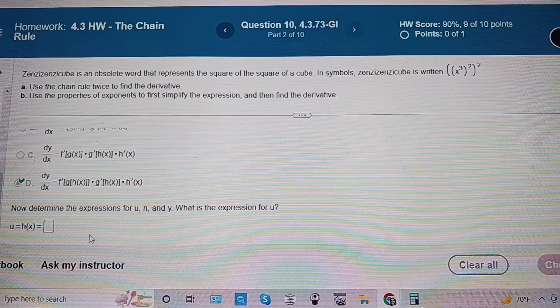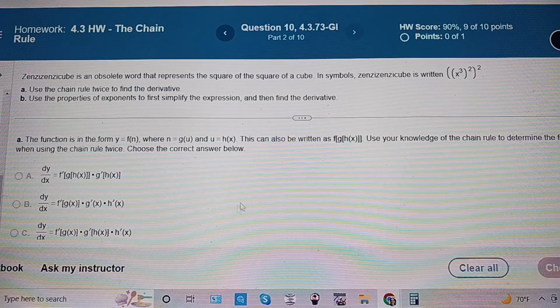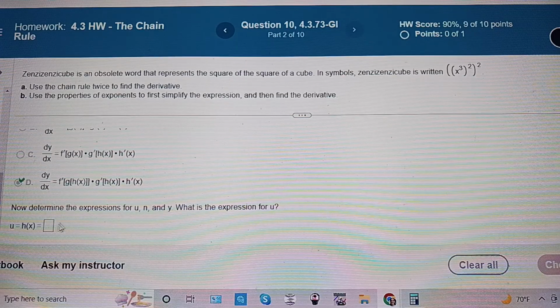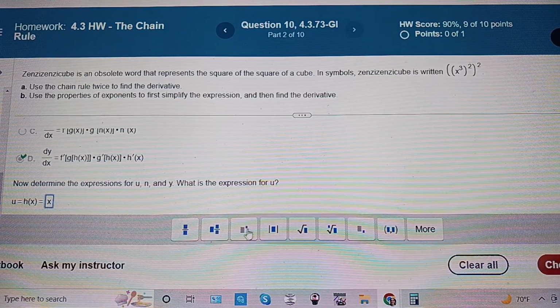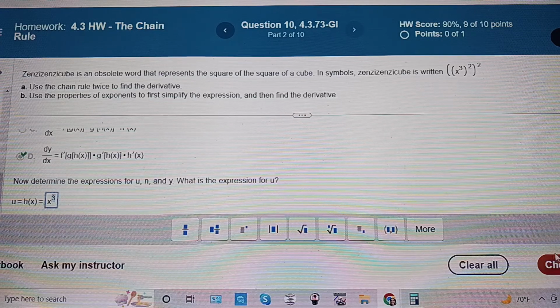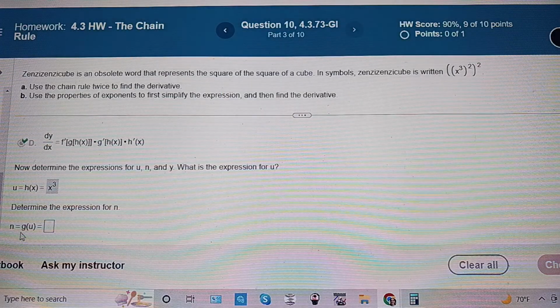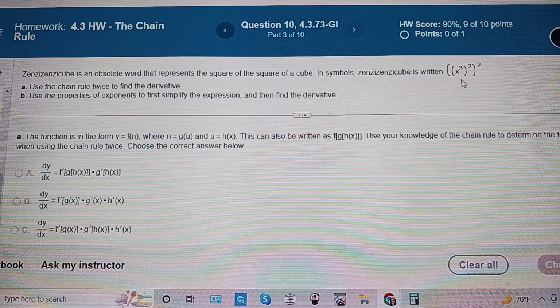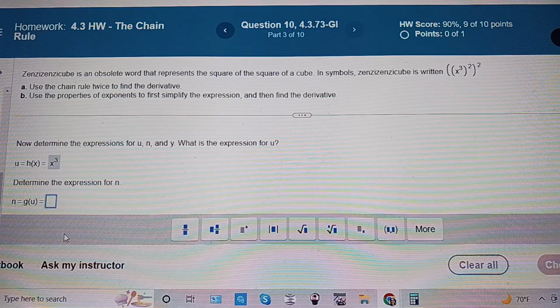Okay, now determine expressions for u, n, and y. What is the expression for u? U is h of x, and that's the innermost one, so that would be the x to the third. Okay, so that should be u. Then the g part is the middle one. So you don't write this, you just say, remember how you plug this in for that one? So it's literally just put an x for this and squared. X squared is the format of it.